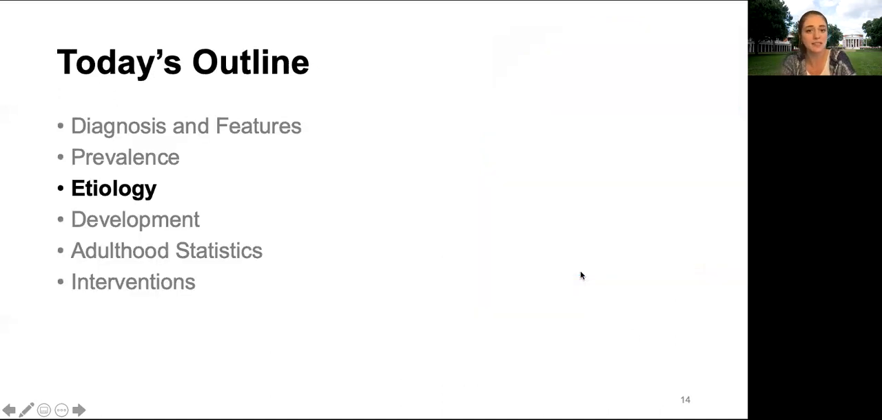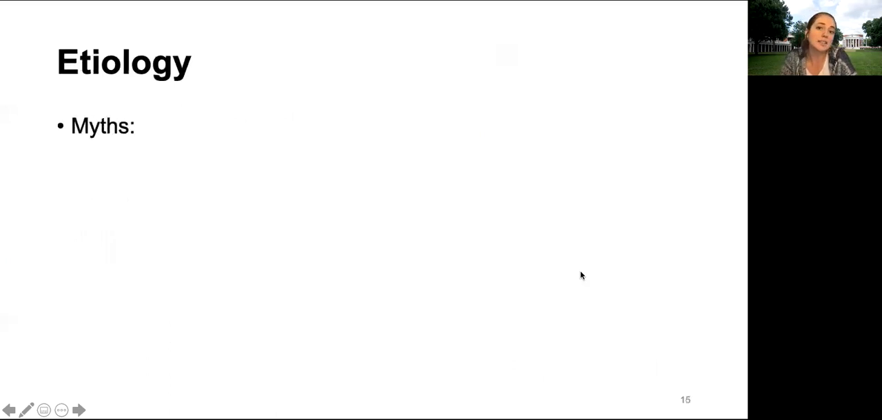But that is prevalence. Next, we're going to talk a little bit about etiology, which is the manner in which a condition starts. In this instance, we're going to talk about what causes autism. Before we really get into the current science, I also want to talk about myths that are commonly talked about with regards to the causes of autism. Even if you're not super familiar with autism, you've probably heard a little bit of talk about these myths. First was the idea of refrigerator parenting.